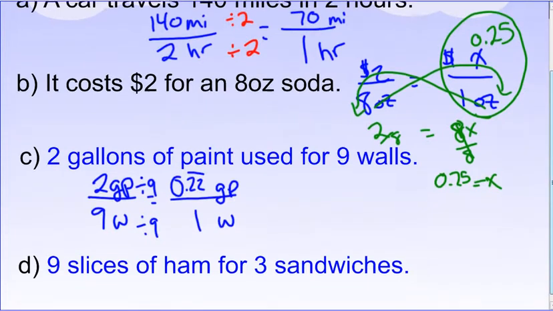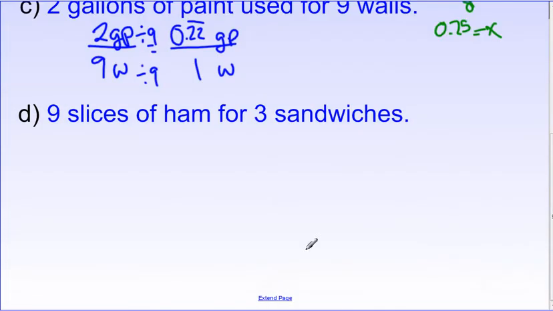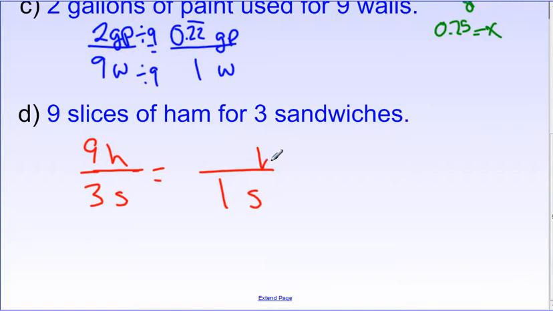Letter D. 9 slices of ham. Now, you don't have to use 2 letters like I'm doing. Maybe you want to just use 9H for ham. So you need 9 ham for 3 sandwiches. And as a unit rate, you want 1 sandwich, so I need to know how much ham. Proportion would work out nice here, or actually this one does work out nice just doing it the divide way, because watch, divide by 3.